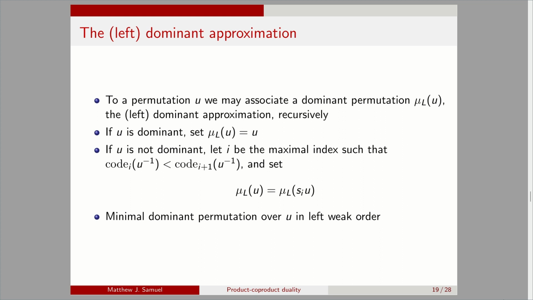So to any permutation u, we may associate a dominant permutation which we write as mu sub L of u, which we call the left dominant approximation. So we define this recursively. If u is dominant, set mu L of u equal to u. If u is not dominant, let i be the maximal index such that code i of u inverse is less than code i plus 1 of u inverse. Set mu L of u to mu L of s_i u. So this is the minimal dominant permutation over u in left weak order.